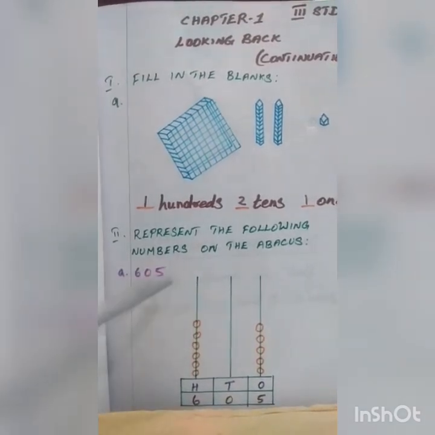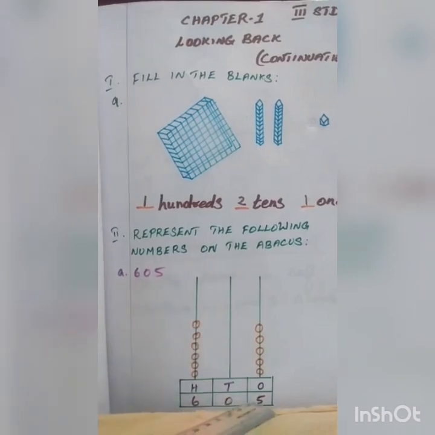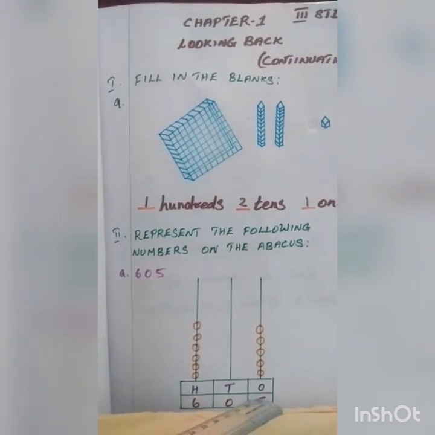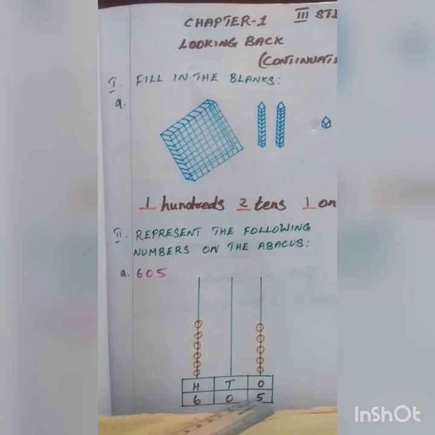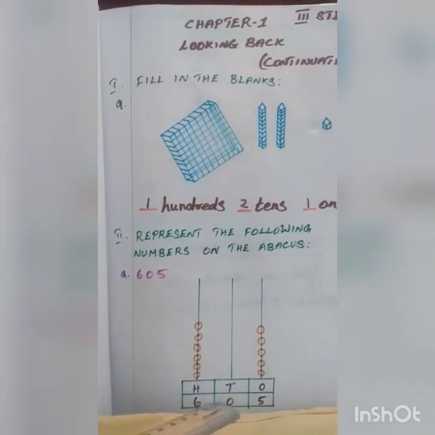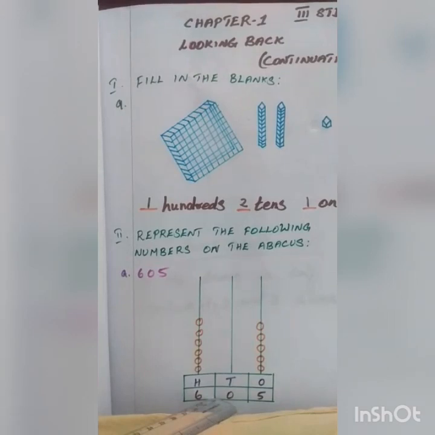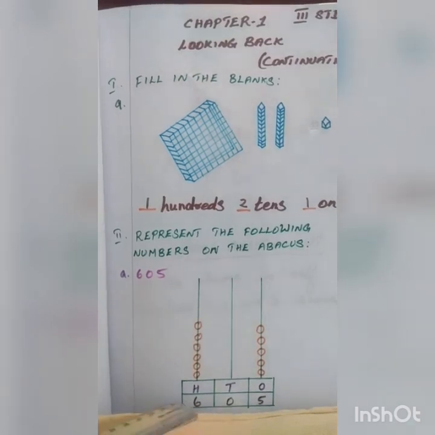Now you have to write the number below the place value. What number in ones place? 5. So you have to write 5 below the ones place. What number in tens place? 0. So you have to write 0 below the tens place. What number in hundreds place? 6. So you have to write 6 below the hundreds place.